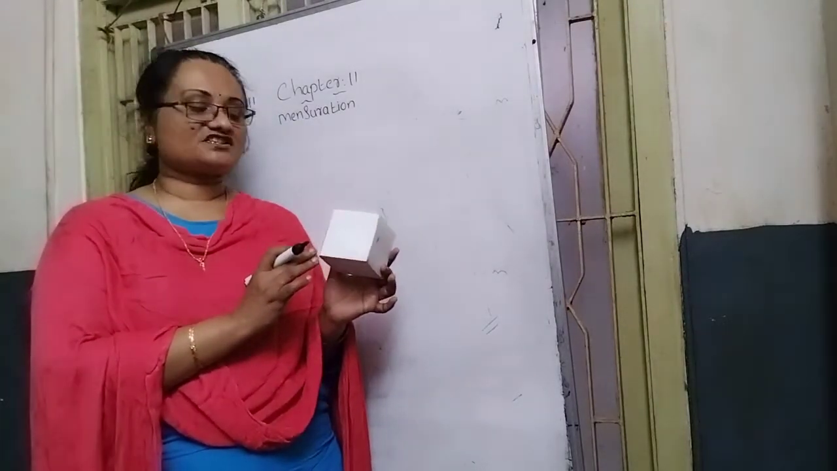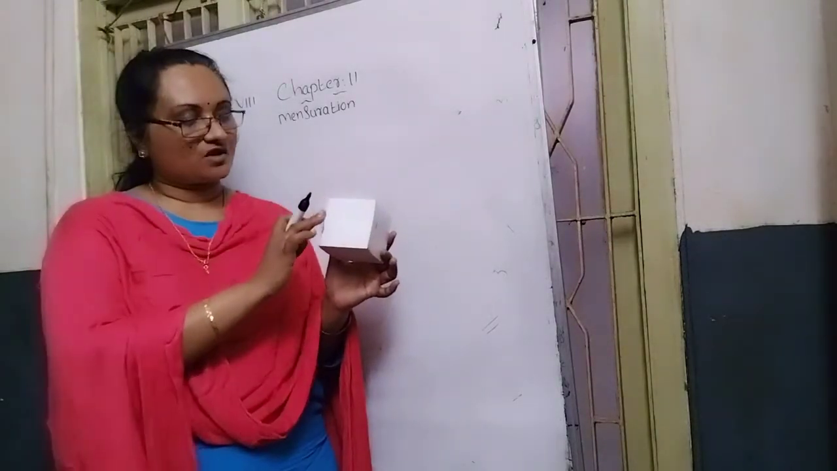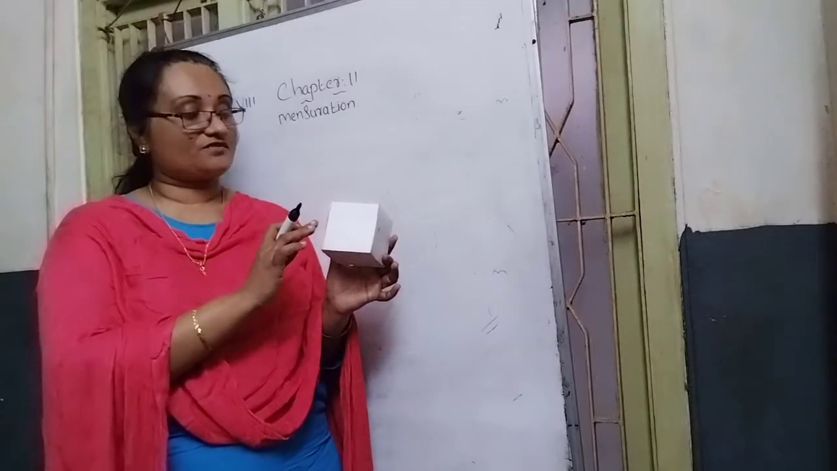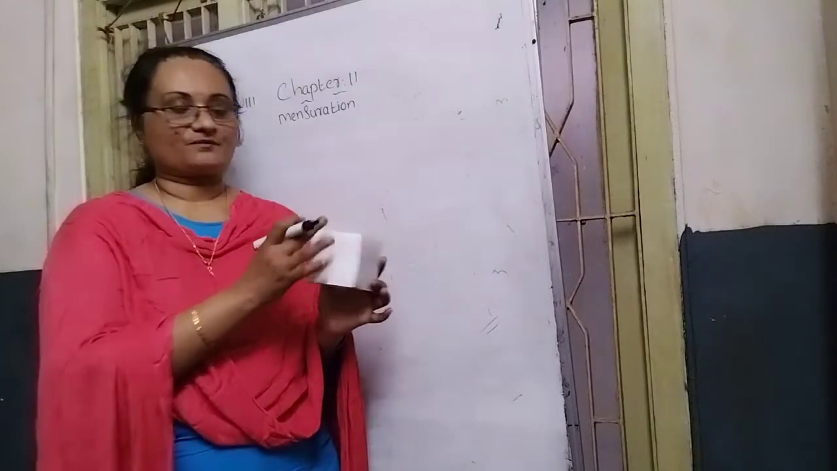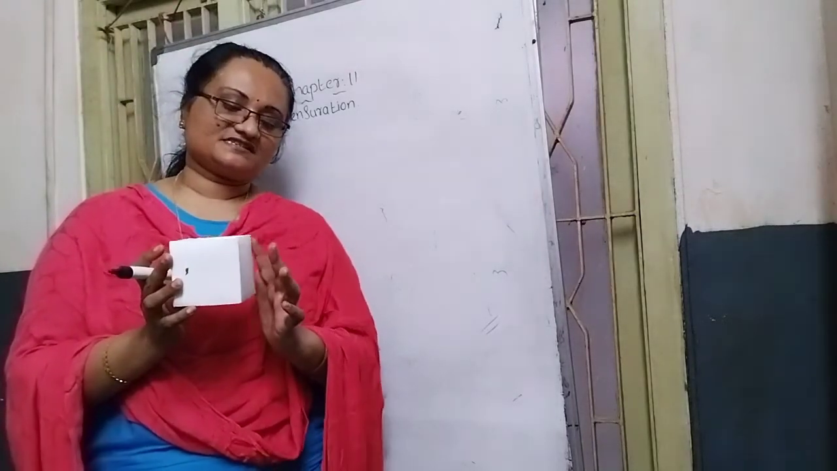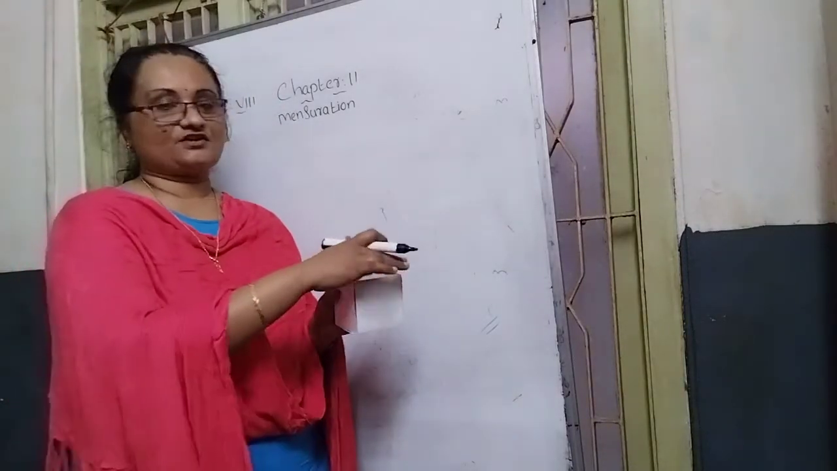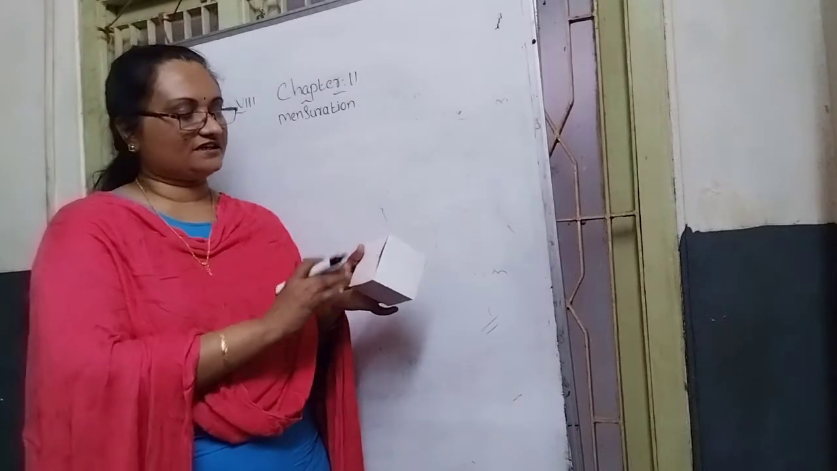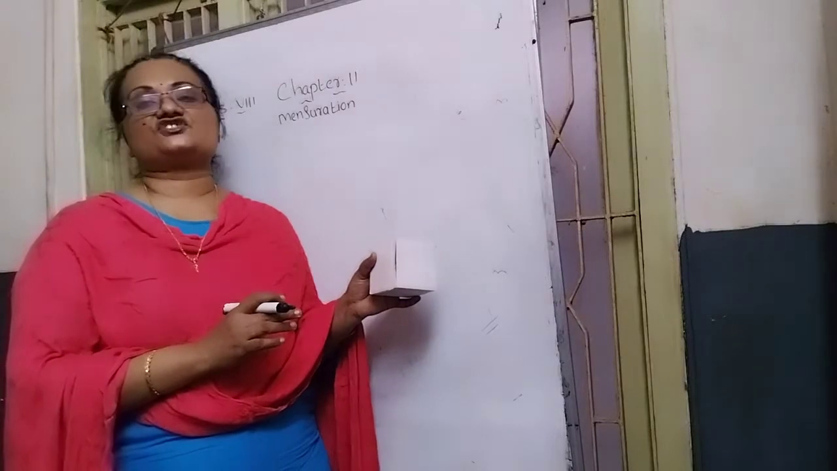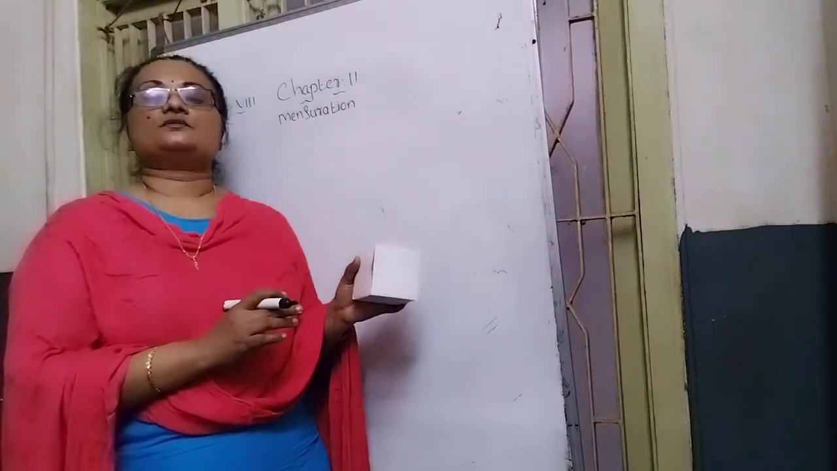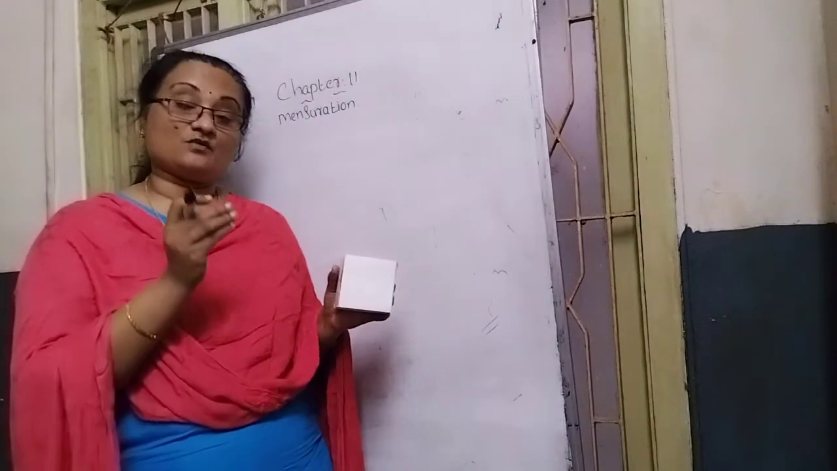How many edges does it have? Here a cube's edge means a line segment. How many are there? 12 are there. See, the first face: 1, 2, 3, 4. In the same way, the back side: 5, 6, 7, 8. Then the top: 9, 10. Already this part's counting is completed. 11, 12. So in total, 12 edges and 6 faces.